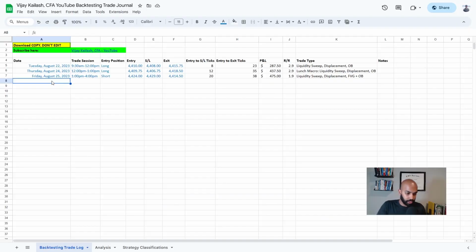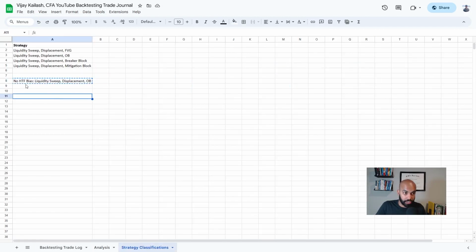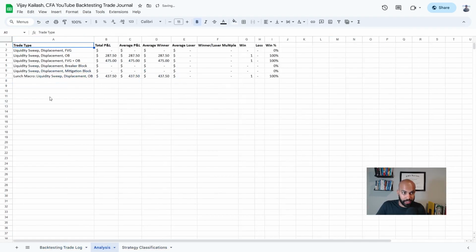Good. Here we go ahead and fill in all this information. Just copy and paste this so the formula comes over. And then the trade type, I'm actually going to add a few so I can keep these trades straight in this document. So I'm going to label this strategy no higher time frame bias. There was a liquidity sweep, there was a displacement, and we used an order block to get long. So I put that there, and then the analysis tab, I'm going to put this, and we want to see how this goes. So no higher time frame bias.